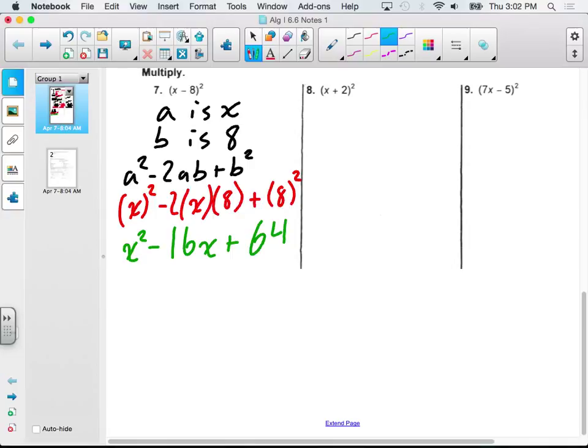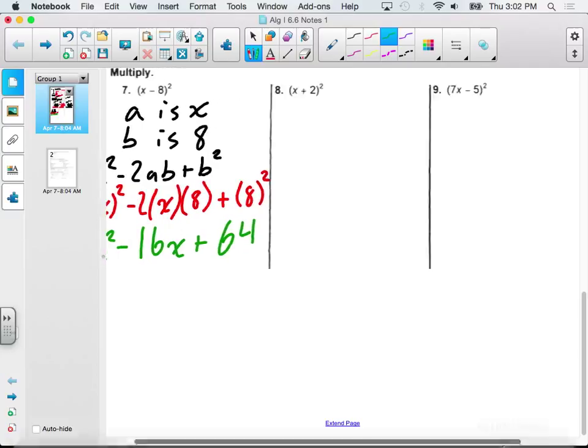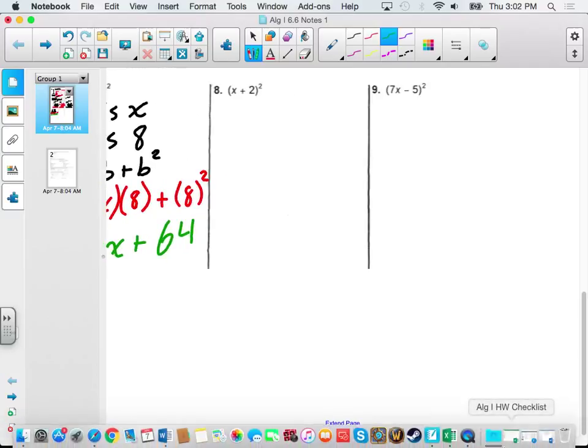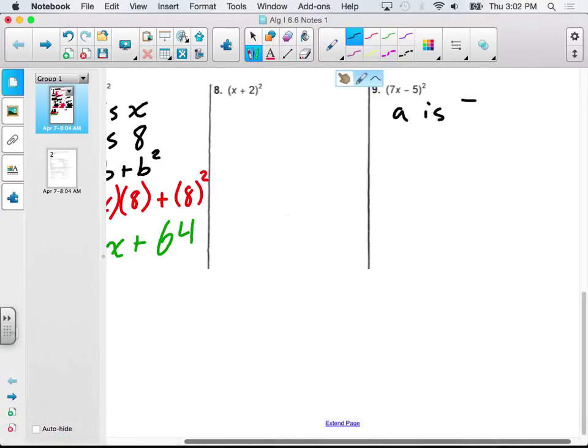All right, we're gonna skip number 8 for now, so let's jump to number 9. So A is 7x, B is 5. What model is it gonna look like? So that's a squared minus 2ab plus b squared. And you just substitute in your a and b values.